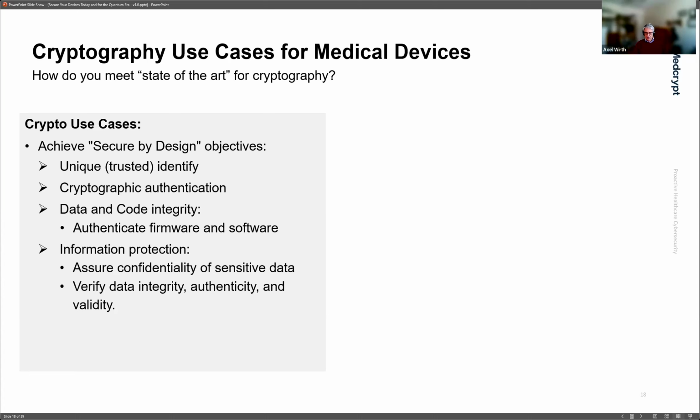But how does the device know that a software update is indeed coming from an authenticated source, meaning you, the manufacturer? And there is at least one known case of a compromised medical device software update that actually included malware that was distributed with the update for the device. And then, of course, from an overall information protection perspective, assure confidentiality, integrity, and authenticity of data. And we'll talk about a few examples in more depth in a moment here. And next, please.